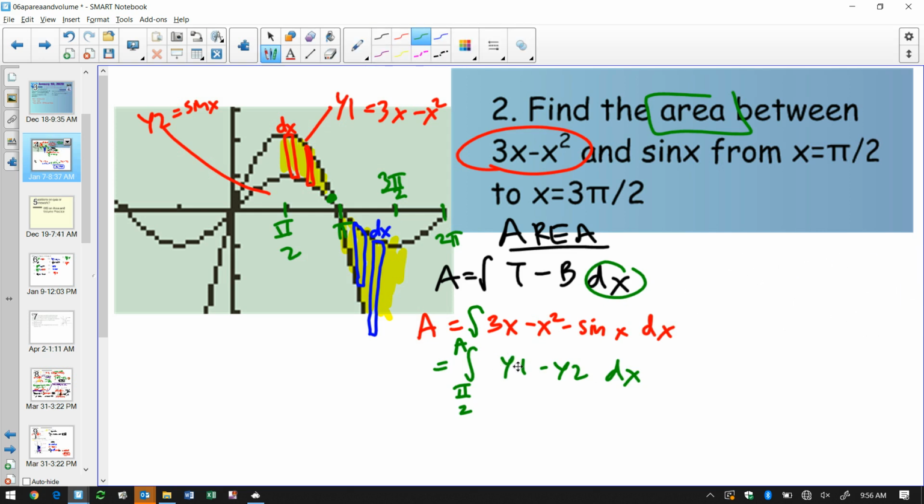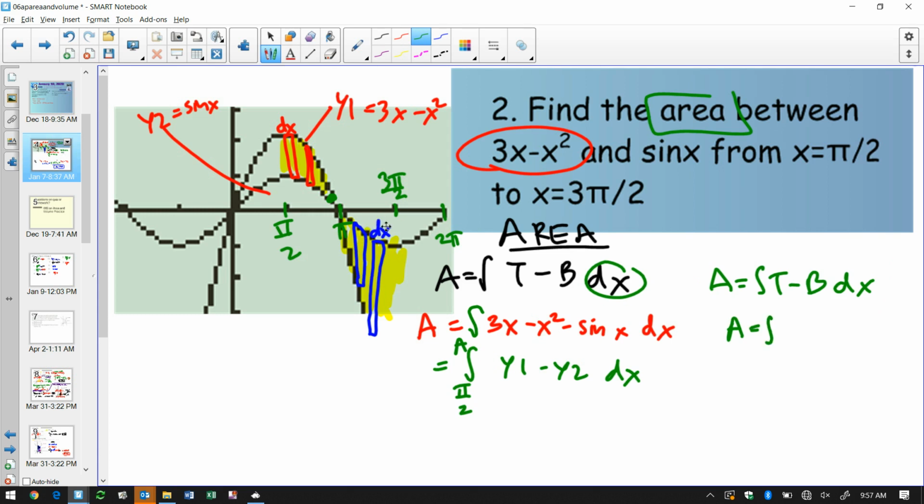Right here, I want the same thing, the area equals top minus bottom dx, but I'm going to do it for the blue side. On the blue side, do you see that the area is actually equal to, my top has switched.